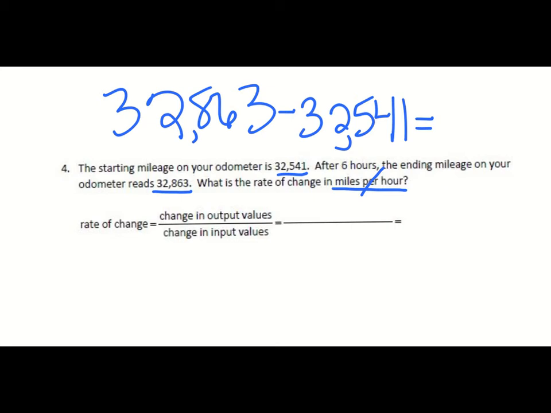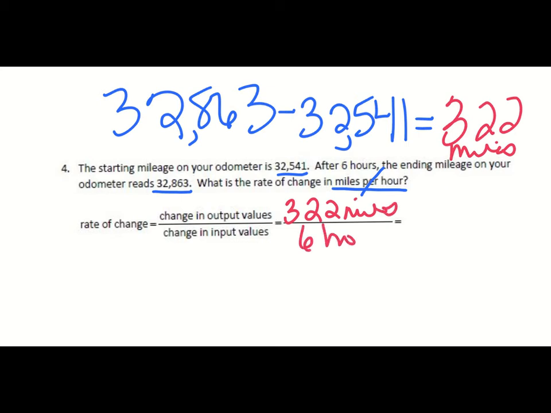So if I subtract those two, I went 322 miles on my trip in 6 hours. So that is going to give me about 53.6 miles per hour. So you just have to figure out how many miles you went and how often. That's your rate of change.